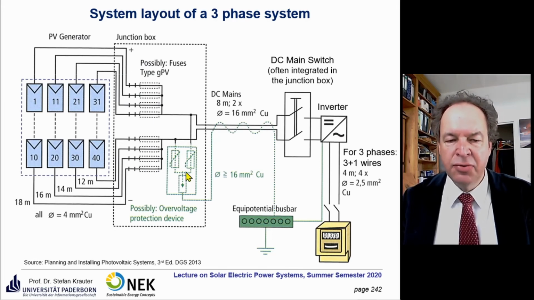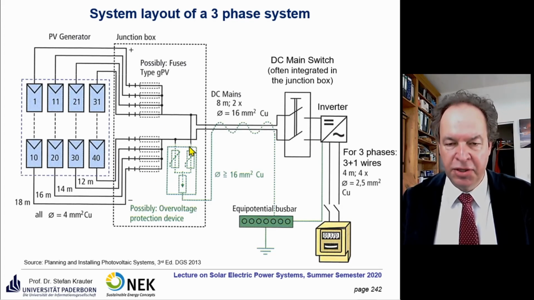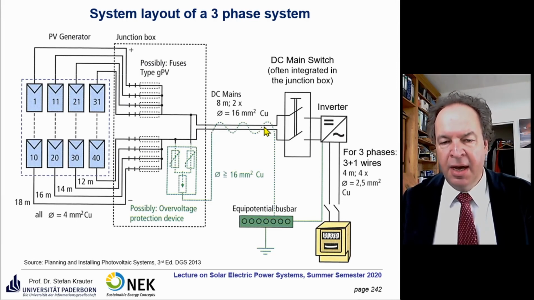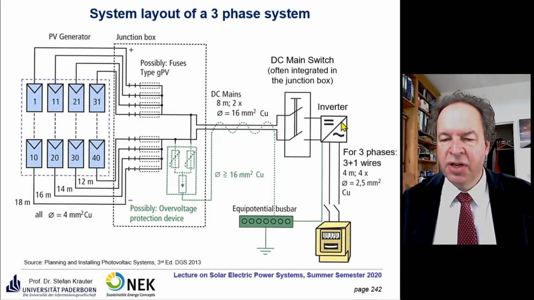Then in green, you have an overvoltage protection device that short circuits the power plant in case of overvoltage. Then you have wiring to the main switch, or it's integrated as we saw before, and then you have some wiring to the inverter, and then you go via the meter to the grid.